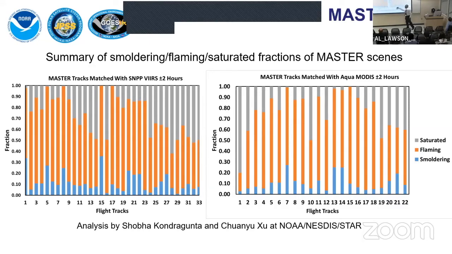So basically, this is the distribution of the measurements from different dates of the fraction of the fire that is smoldering or flaming or saturated. So that's what we plot here. This was developed by Sugar and her team at NASA, at NOAA and Estes.